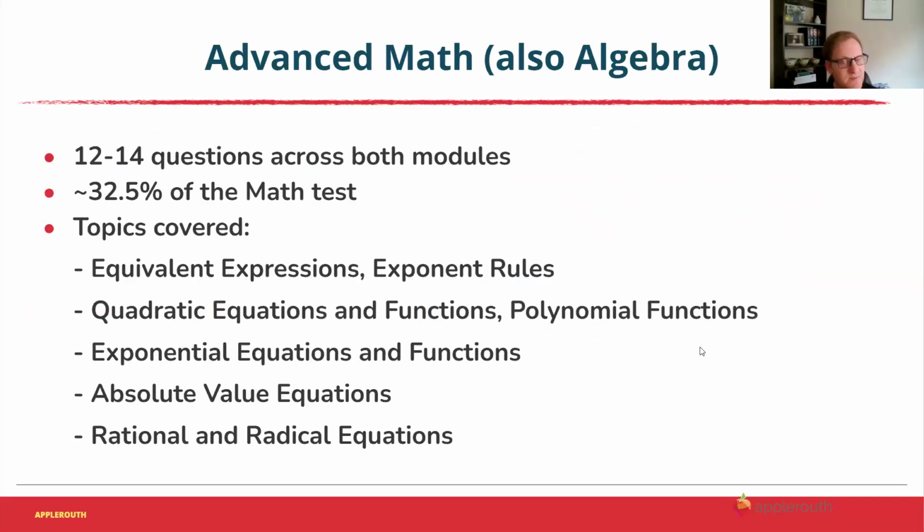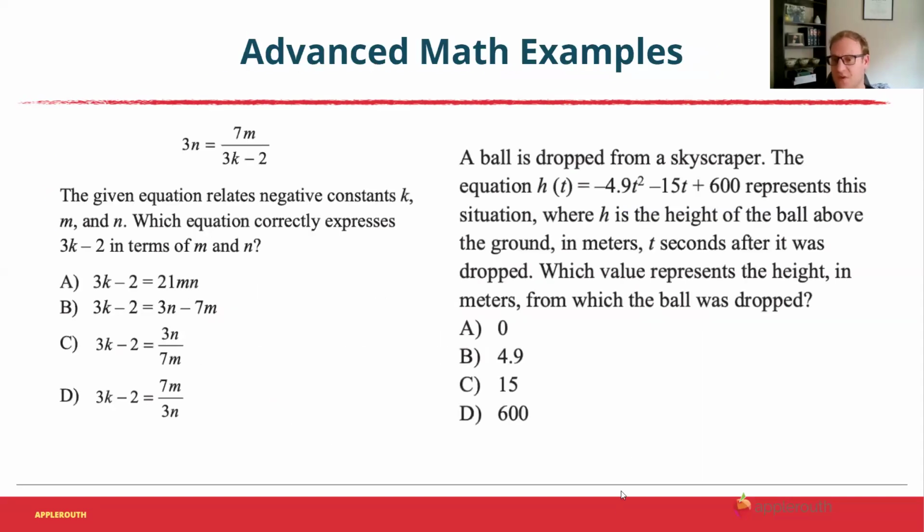Then there's a lot of advanced math, which is also mostly Algebra 2. So this is equivalent expressions, equivalent being a magic word to go to Desmos. Exponents and roots, quadratics, so factors and x-intercepts and solutions. Exponential growth and decay, absolute value, which is Desmos. And then radicals, like we mentioned, and rational stuff. That doesn't come up all that often. Here are a couple examples of what you would see for these.